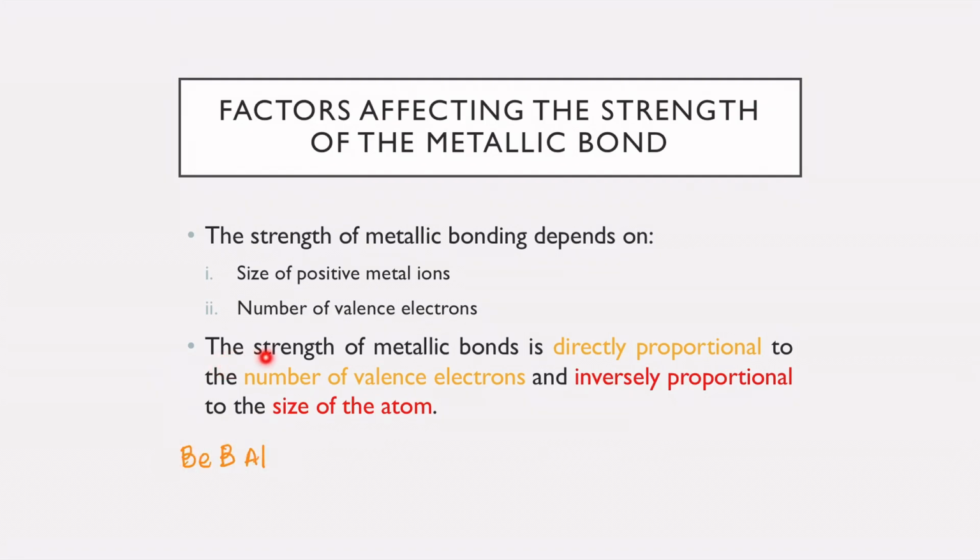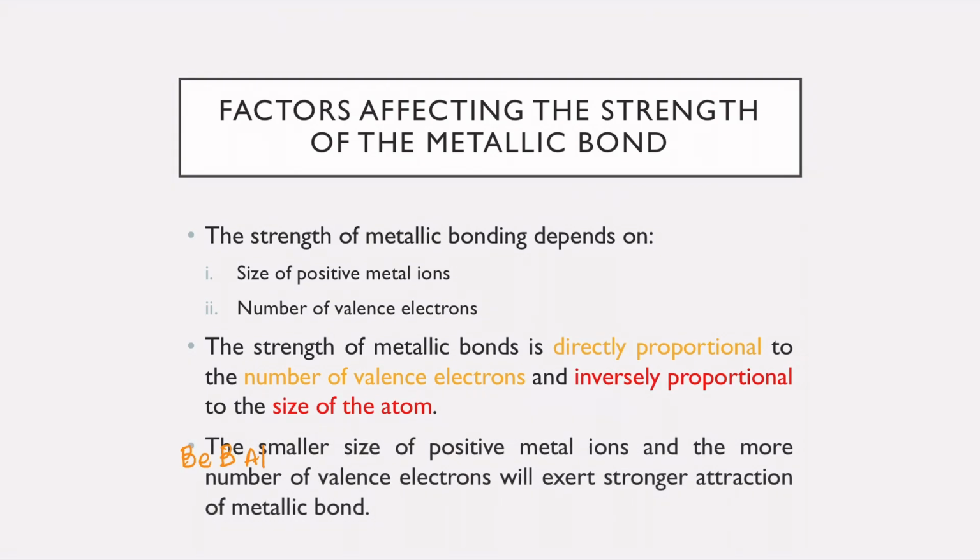Okay, so if the strength of metallic bond is directly proportional to the number of valence electrons kan, that means if you have more number of valence electrons, then the strength of your metallic bond will increase. Okay, and it is inversely proportional to the size of atom. So lagi banyak valence electrons and lagi kecil size of atom, then the stronger is your metallic bond. Okay? Boleh? Write it out so that you can see it clearly.